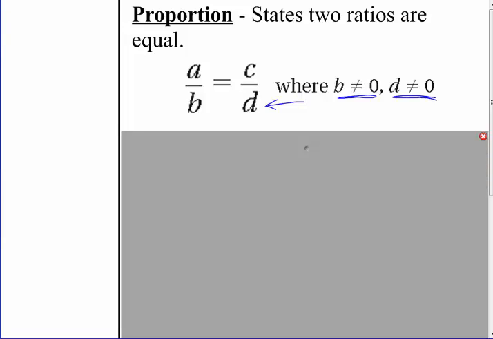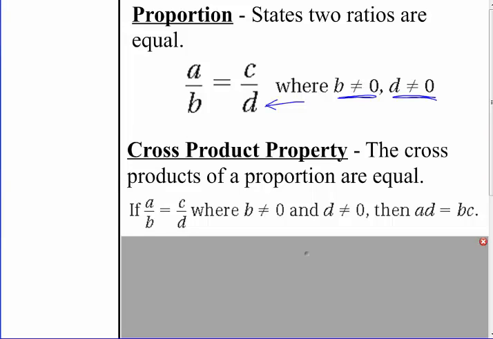So those 2 variables cannot be 0. The cross product property. This is a property that states that the cross products of a proportion are equal. So if you say that 2 fractions or ratios are equal to each other, then their cross products must also be equal to each other.